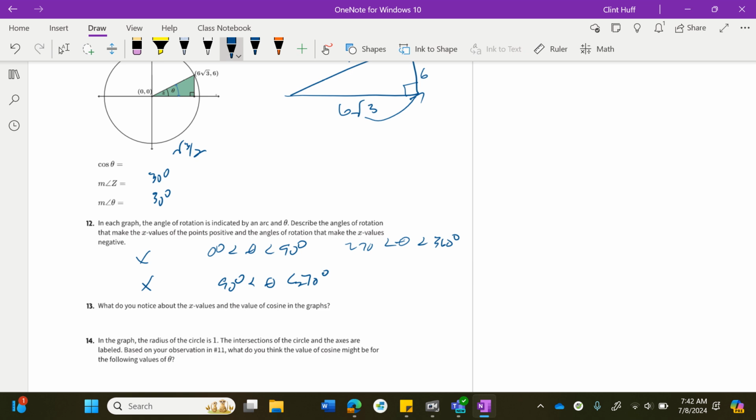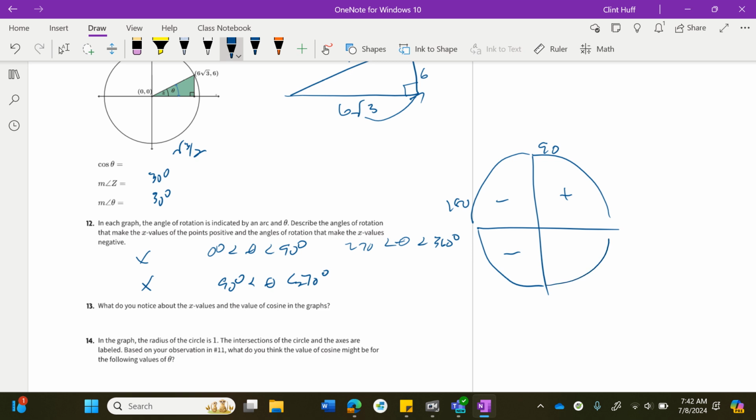So the x values are positive in quadrants 1 and 4, and negative in quadrants 2 and 3. I'll put it to the side here. So from 0 to 90, my x value is positive. From 90 to 180, my x value is negative. From 180 to 270, it's also negative. And then from 270 to 360, it's positive. That's my x value over here. And it turns out that the x value divided by the radius is the cosine. So that's what the cosine is, positive.